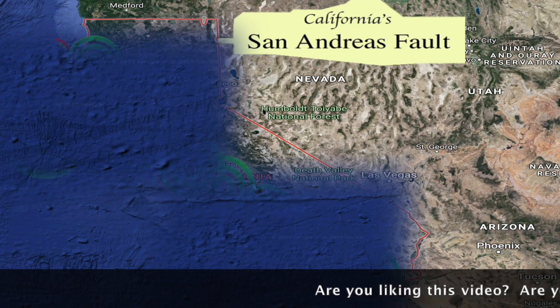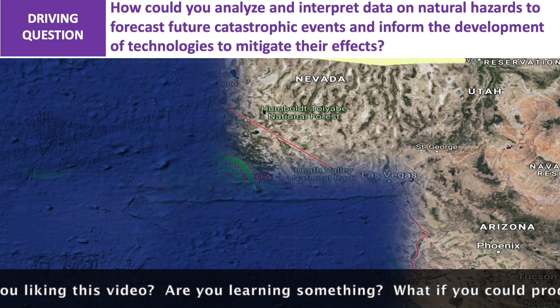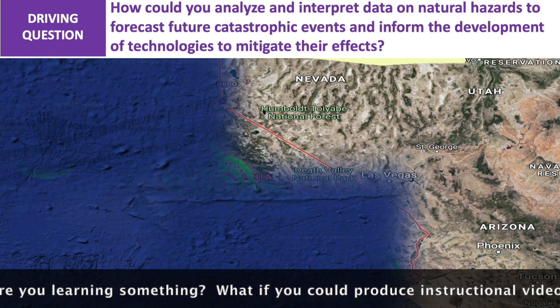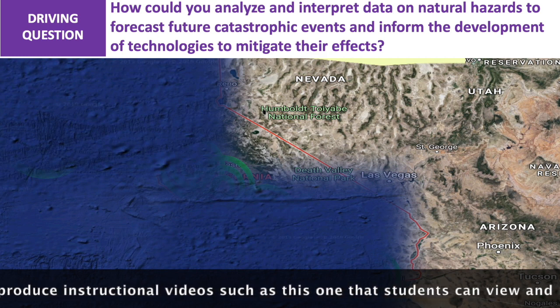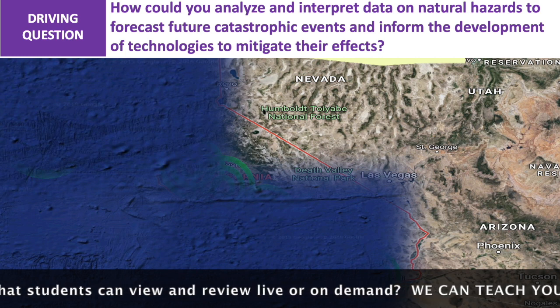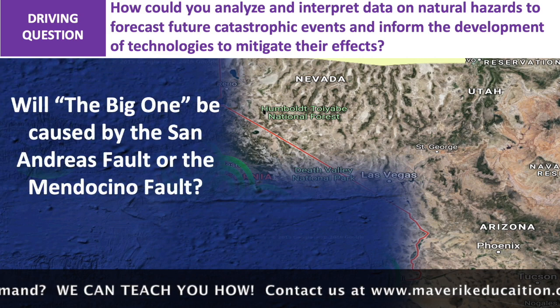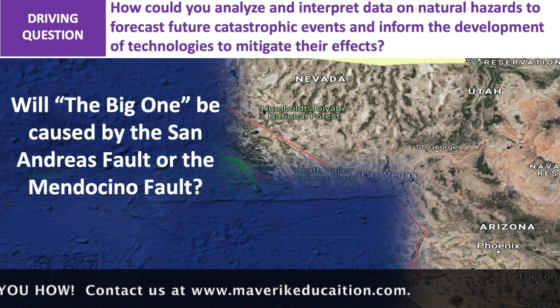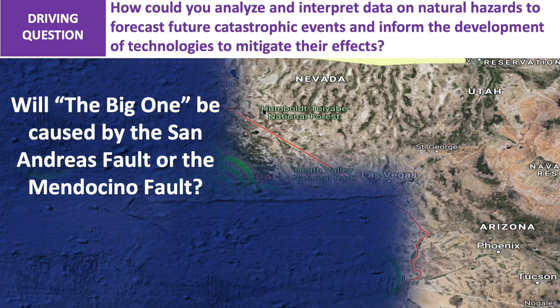So then I'm going to say, okay, here's what we're going to be exploring in this lesson. Your driving question, which is going to be for your project-based learning or your product-based learning, is how could you analyze and interpret data on natural hazards to forecast future catastrophic events and inform the development of technologies to mitigate their effects? That's going to be the project-based learning or the product-based learning, that driving good question. One of the argumentative questions they're going to explore is, will the big one be caused by the San Andreas Fault or the Mendocino Fault? So now they're going to have to come up with an argument and defend it and explain it and justify it or refute it with evidence and examples.